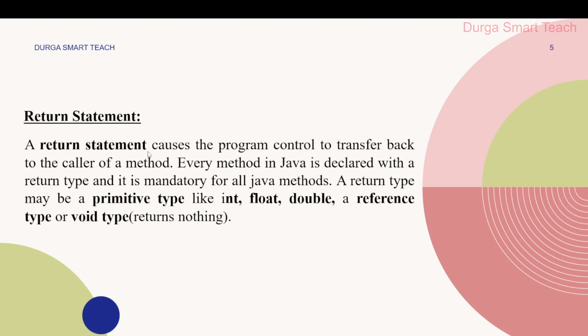So in a method call there are two methods. One is the calling method, another one is the called method. So whenever we use a return, the control transfers back to the caller method. Every method in Java is declared with a return type and it is mandatory. The return type may be integer, float, double, or void. Void is nothing but empty.